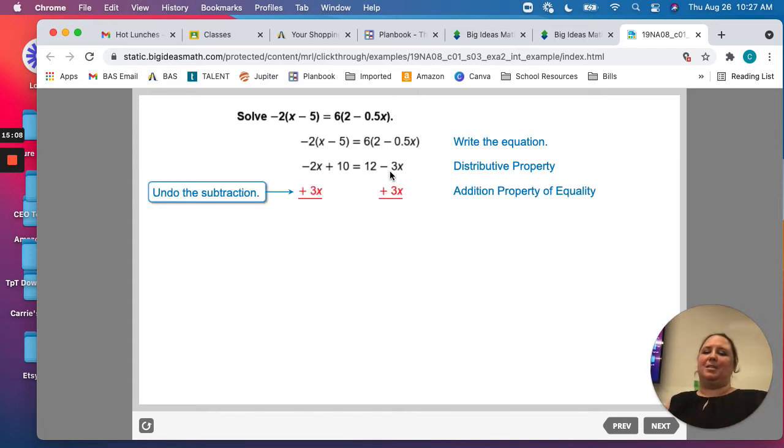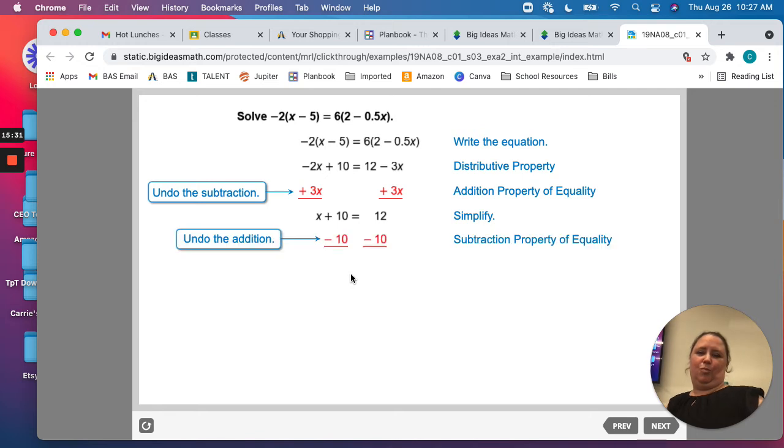All right, so plus 3x moves it over to the left, and you get what, Elena? What is negative 2x plus 3x? Help her out, Camila. x. Okay, then we just rewrite plus 10 equals 12. Now we need to move the 10 away from the x. Josh? You subtract 10 on both sides. We're going to subtract 10 from both sides. And so you get x equals? Very good.